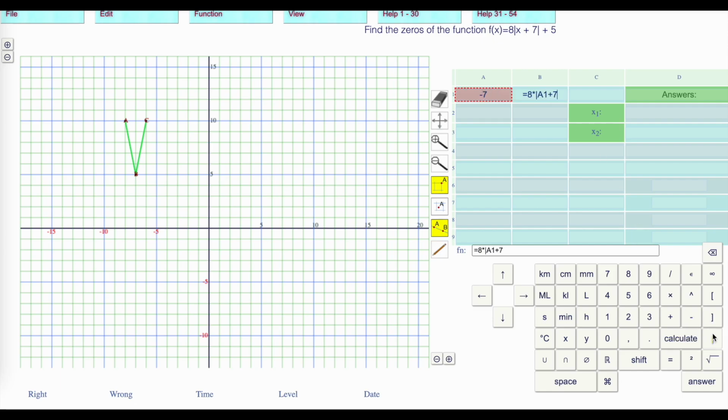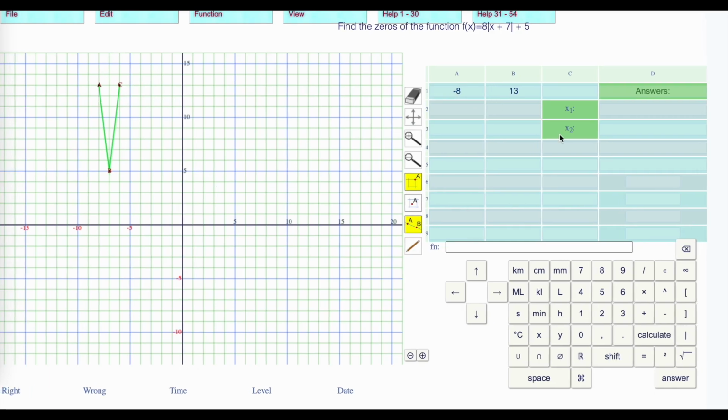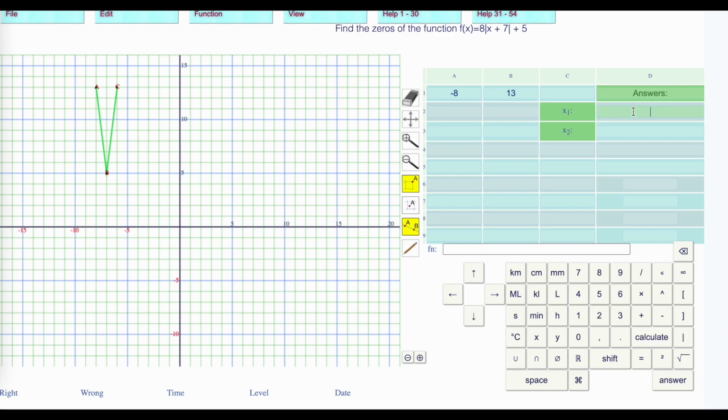The absolute value of 0 is 0, times 8 is still 0, plus the 5 gives us 5. When it is negative 6, we have 13. Negative 6 is 13. Negative 8 should also be 13. So this is exactly what it's looking at, and it's going to keep going up and up and up. The answer should be that there are no zeros. I'm going to write none. You could also put null set or empty set, and press answer to see if I'm right.